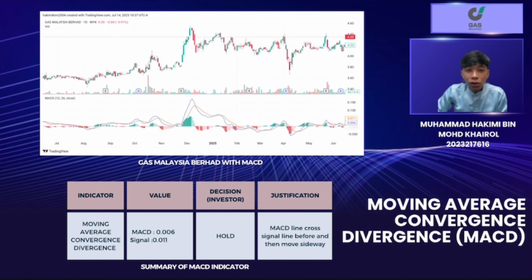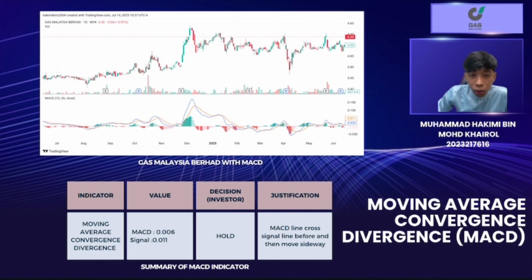This figure shows the Gas Malaysia Berhad daily chart with the MACD indicator. As of 13 June 2025, the MACD line is 0.006 and the signal line is 0.011. A crossover occurred recently, but the MACD remains slightly below the signal line. This suggests uncertain momentum with no strong buying or selling signal.